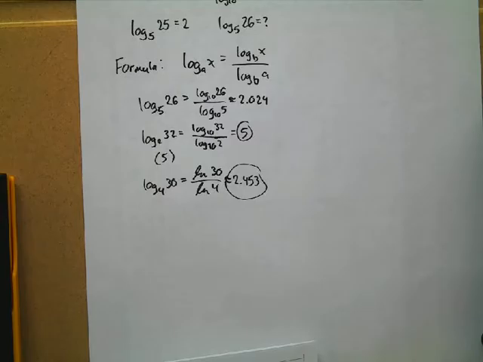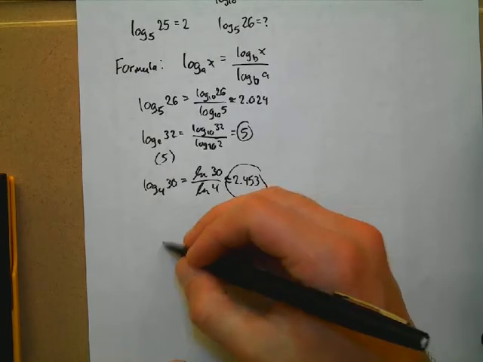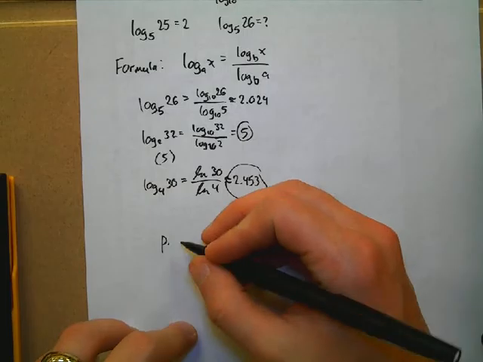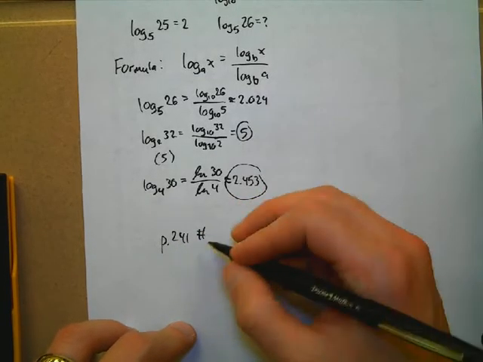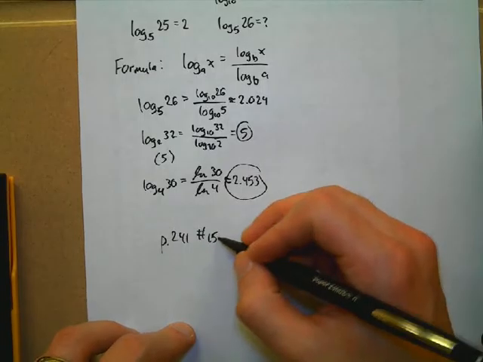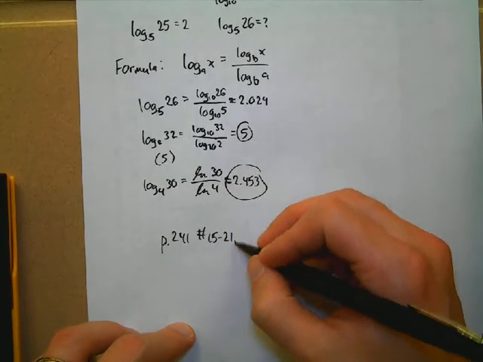So I'm going to write the assignment here. It's going to be page 241, numbers 15 to 21, 30 to 63, and 69 to 81. And for all of those, you only need to do every third problem.